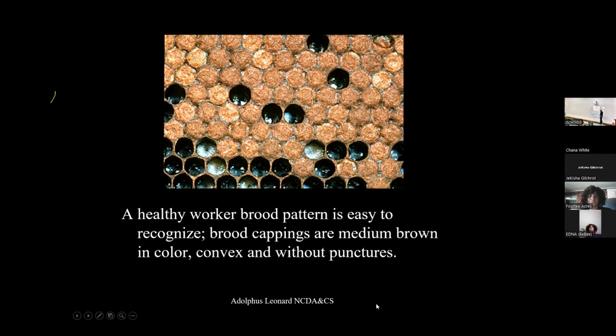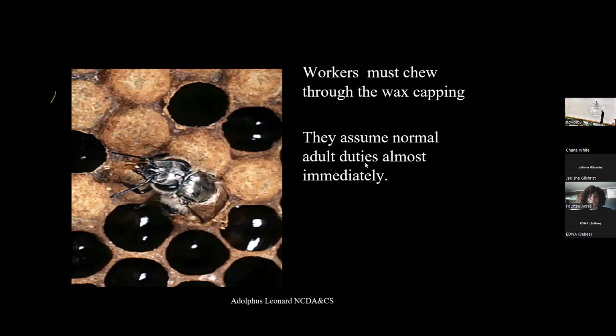Just reiterating that the brood cappings are medium brown and rounded on top, not flat, not sunken in. Then the worker reaches its normal development at 21 days. It's going to chew the top off the cell from the inside out, and basically it hatches, like a baby chick making its way out.